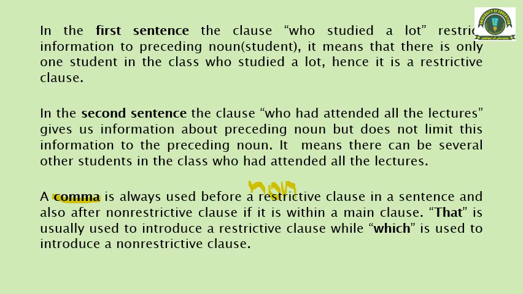The second thing to identify it is that "that" is usually used to introduce a restrictive clause. You can identify a restrictive clause by the use of "that". Whereas a non-restrictive clause always begins with "which". So if you come across a sentence with "which" in it, it means it's a non-restrictive clause. And if there is a "that" in it, it is a restrictive clause.